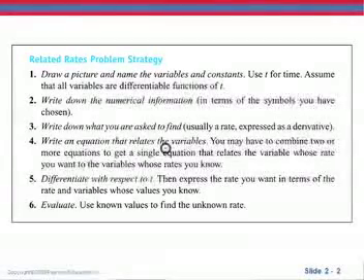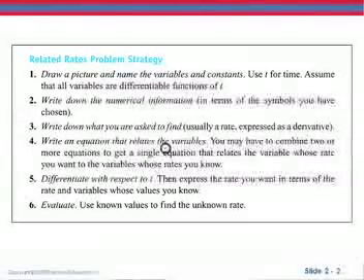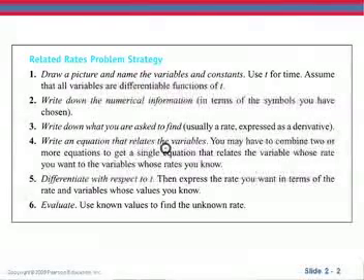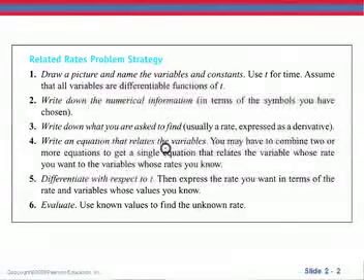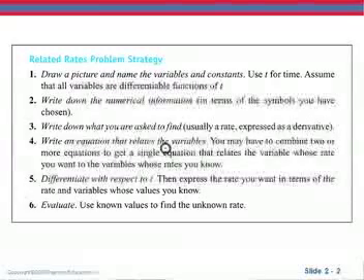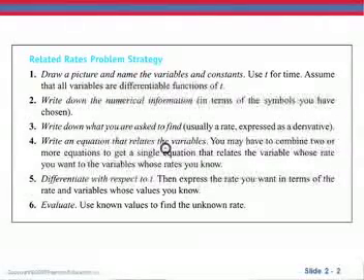First, draw a picture if that's helpful for you, and name the variables and constants. And you want to make sure that you use t for time and assume that all variables are differentiable functions of time. Write down all the information that you have using the symbols that you have, or that you've chosen. Write down what you're asked to find, which is usually a rate, and rates are expressed as derivatives. Write an equation that relates the variables.